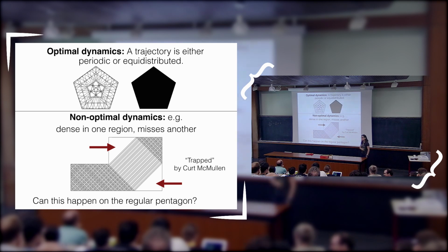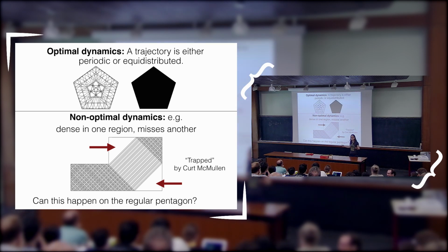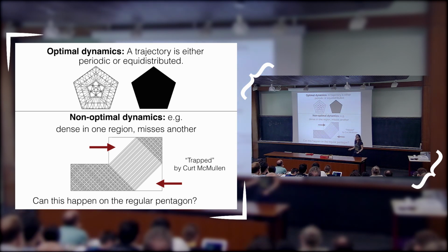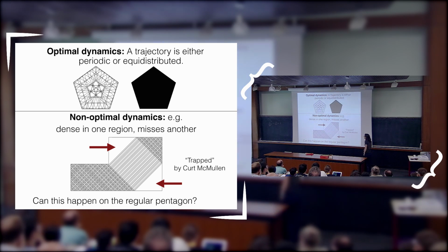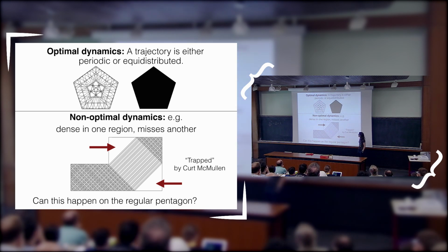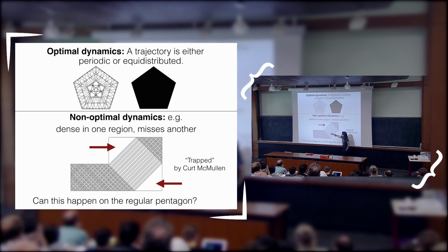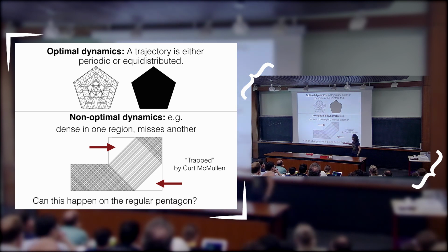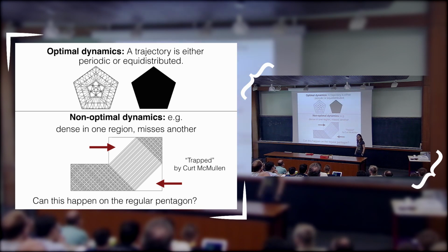So when I was first learning about this, I wondered what could you possibly have, what's the alternative? So an example of non-optimal dynamics would be a trajectory that's dense in one region and that misses another completely. So this is Curt's example from his website. It's an L-shaped table made from a square with a rectangle put on the side. And in this particular direction, it fills in densely, but it misses those corners.